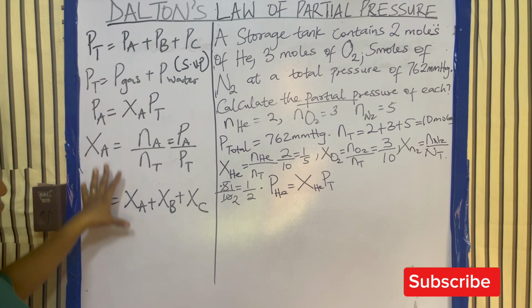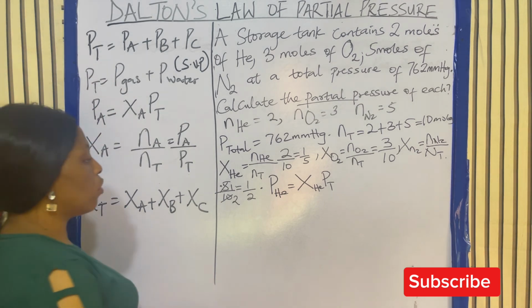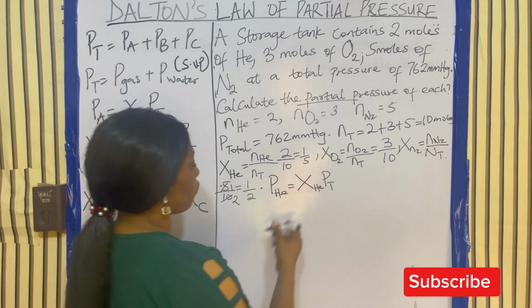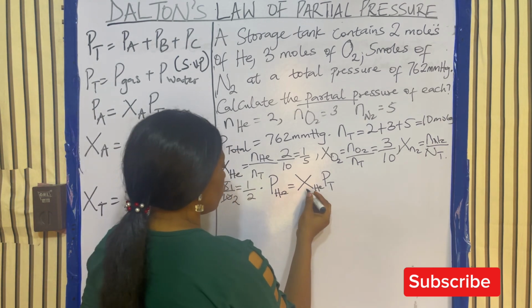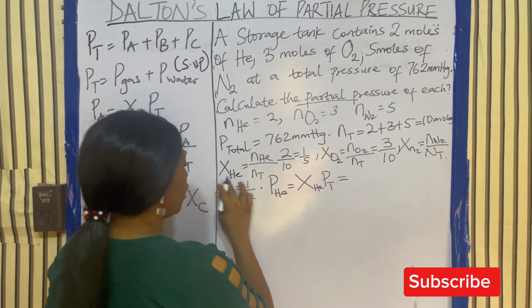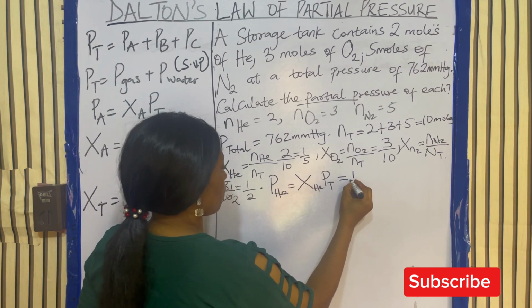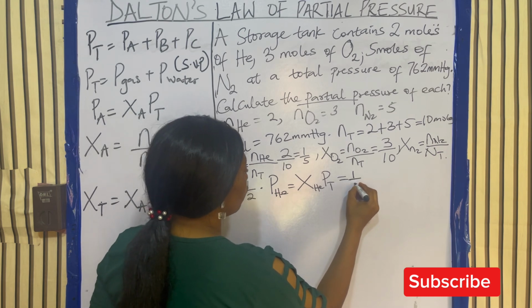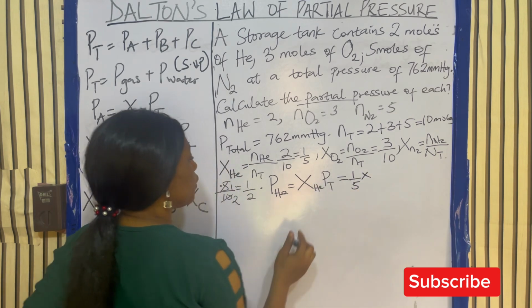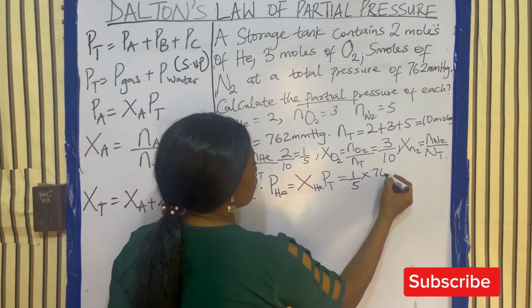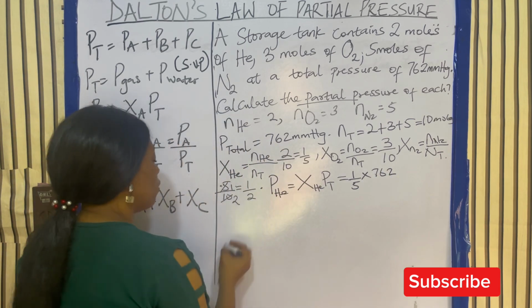That's why you have to memorize these formulas. So what do you have? What is the partial pressure of helium? That's what we are looking for. What's the mole fraction of helium? Helium is 1 over 5. So 1 over 5 times P total. P total is given as 762.